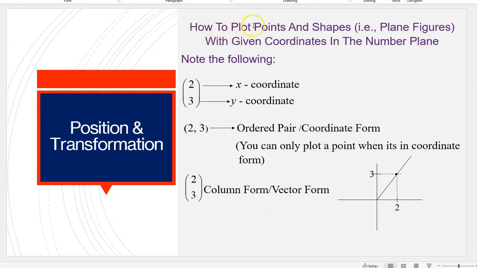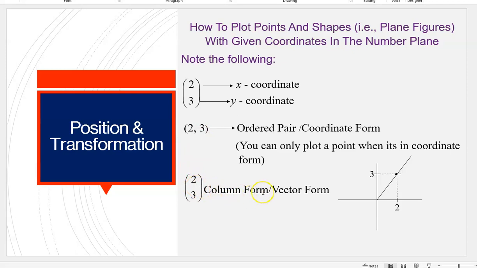Now we are going to learn how to plot points and shapes, that is, plane figures, with given coordinates in the normal plane. Now note the following. This is x coordinates, and that is y coordinates. (2, 3) is called, the way we write this is called ordered pairs or coordinate form. And then you can only plot a point when it is in this form.